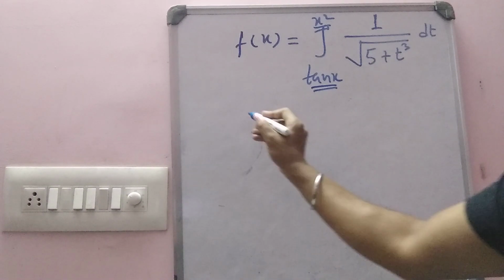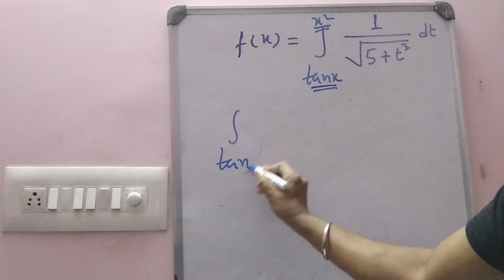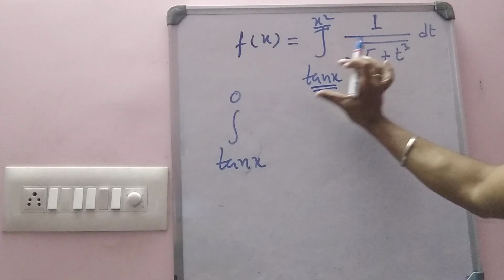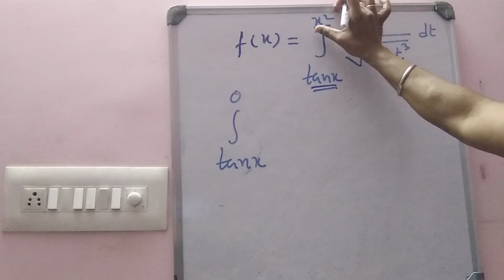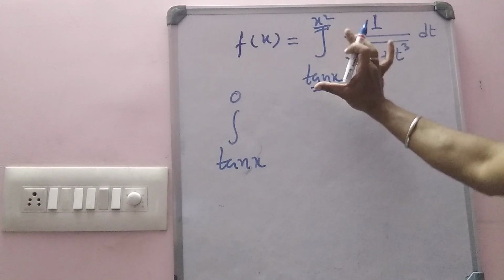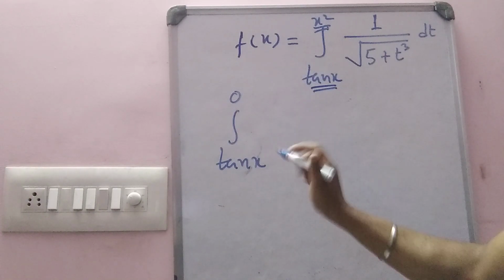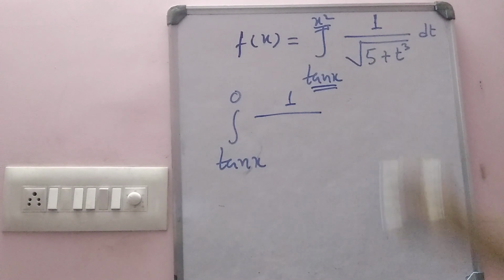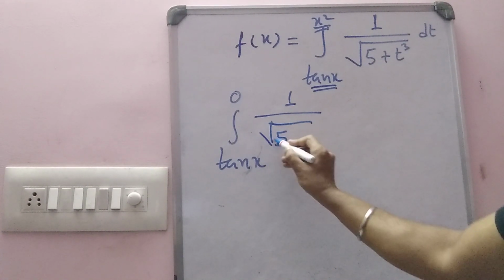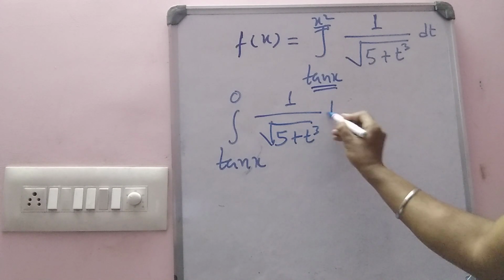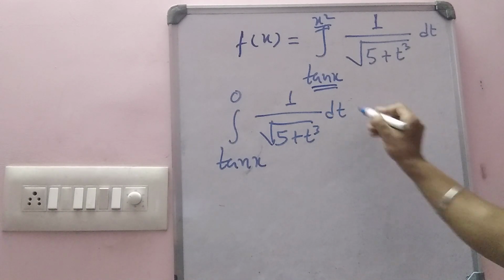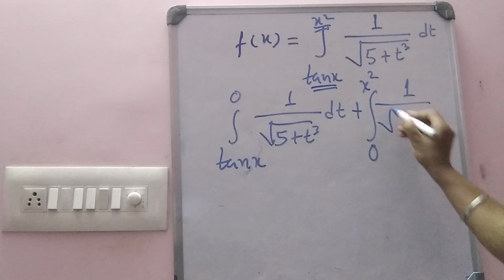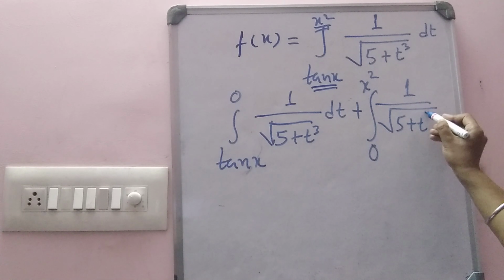We can write it as 10x to 0. Why am I taking 10x to 0? Because 10x is a trigonometrical function, x is algebraic. So break this, always do this, okay? Trigonometrical to 0, and then we will take 0 to x square. So integral 10x to 0 of 1 by square root of 5 plus t cube dt plus 0 to x square of 1 by square root of 5 plus t cube dt.